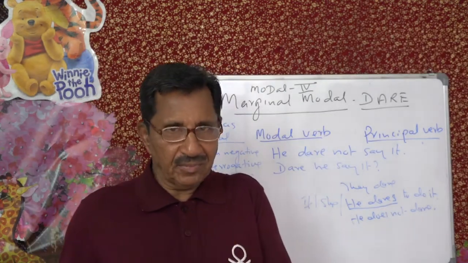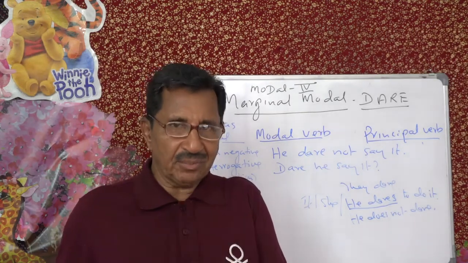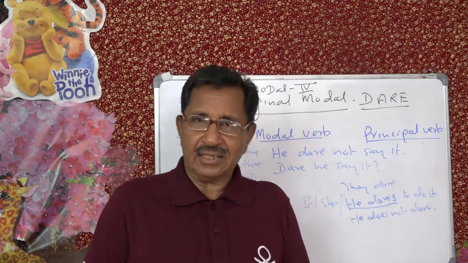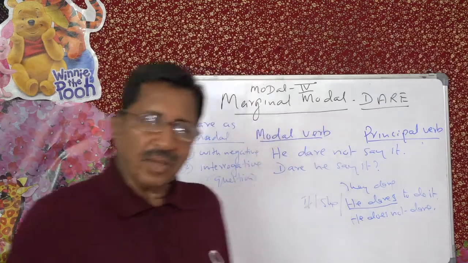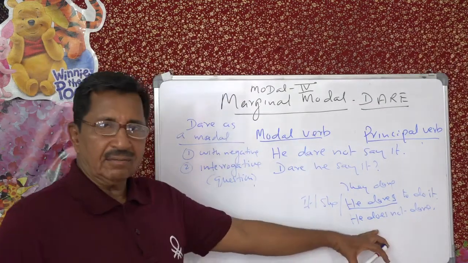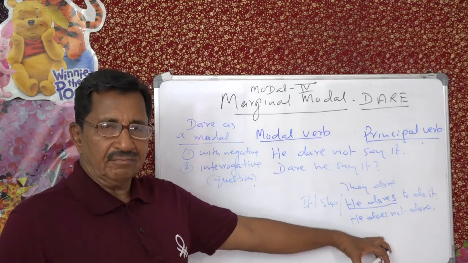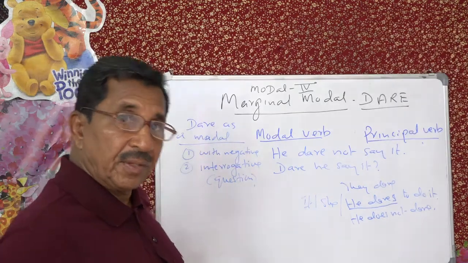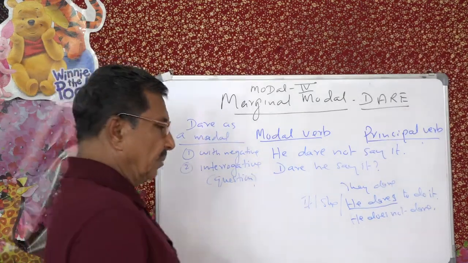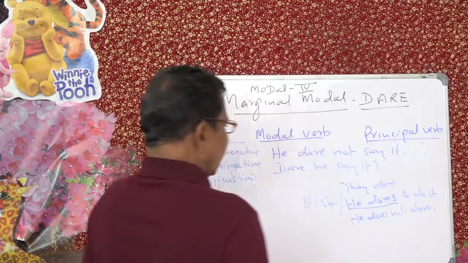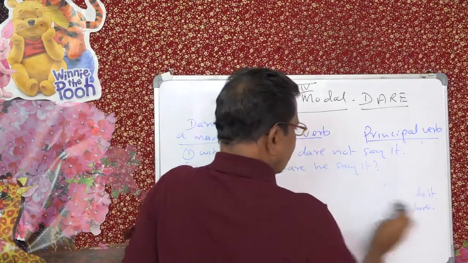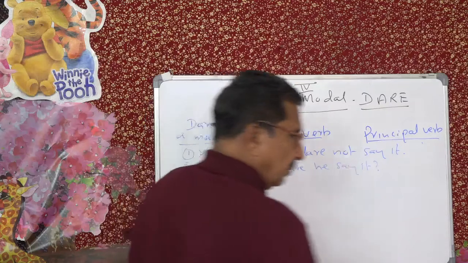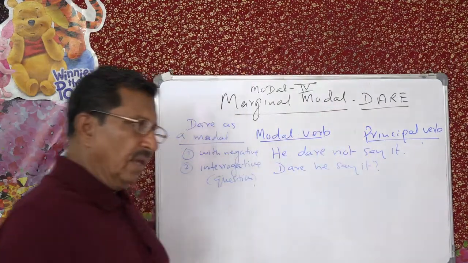When it functions as a principal verb, it is just like any other principal verb, like eat, drink and things like that. It is inflected. If you want to make questions or negatives, you have to say, "He does not dare," "They do not dare," "They did not dare." Understand? That is about the principal verb. And then the meaning also changes. "He dares" means he has the courage, he has the nerve to do it.